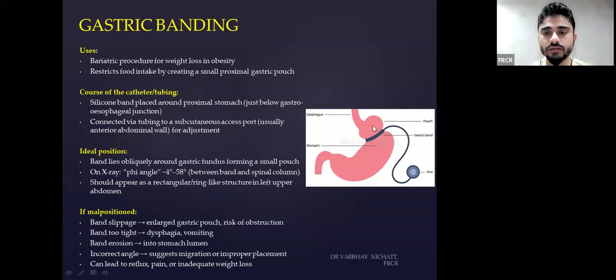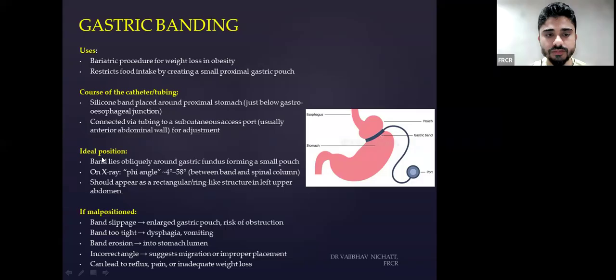It will cause iatrogenic narrowing. Basically it creates a neo stomach over here. So what is the course of the tubing? This is a silicone band placed around the proximal portion of the stomach, just below the gastroesophageal junction, connected via tubing to a subcutaneous access port, usually through the anterior abdominal wall, for adjustment.